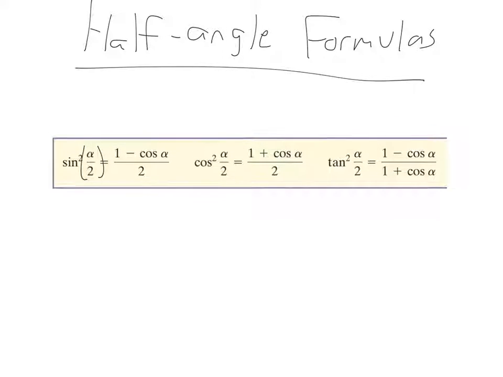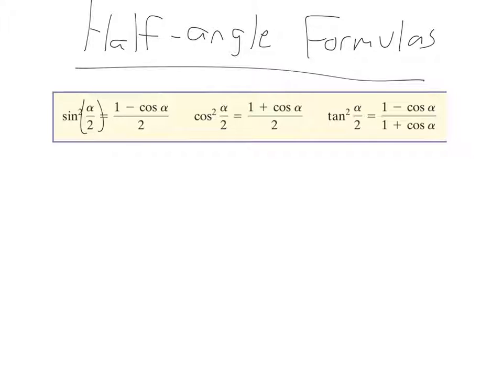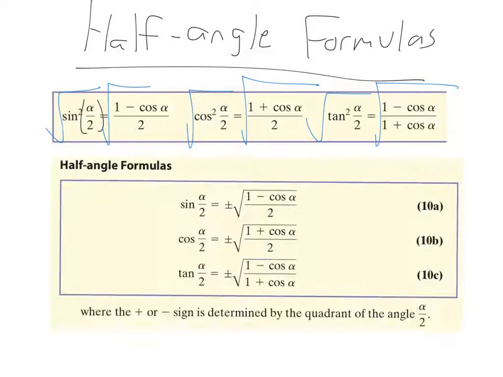Likewise here, that's how we got these. That's why it's not cosine of 2 theta, it's just cosine of theta, or cosine of alpha. So if you take the square root of both sides of each of these equations, you get the half angle formulas. Whenever we take the square roots, we get the following formulas.